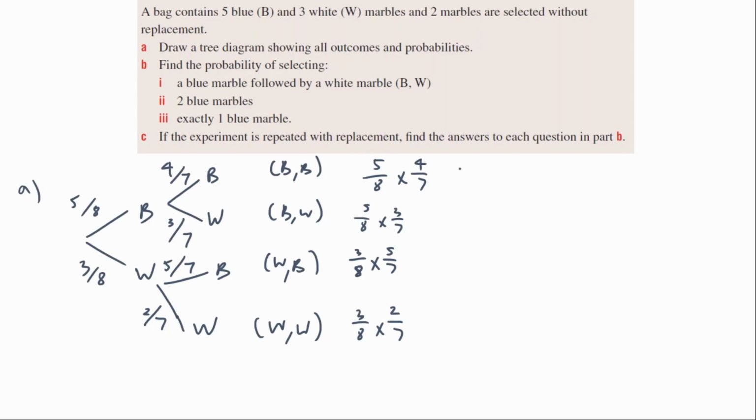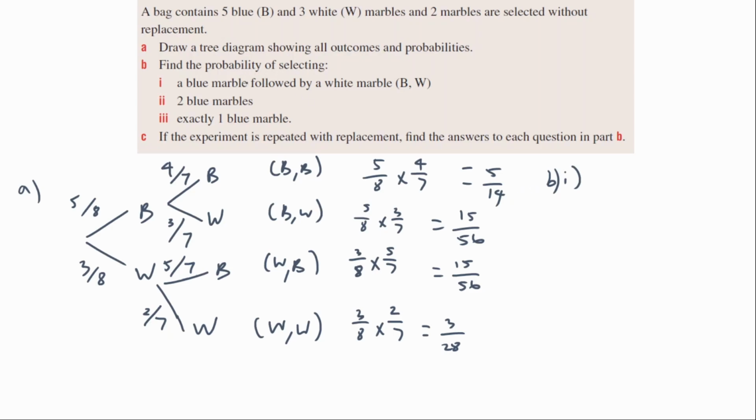And once you work that all out, these are what your answers will be. This first one will be 5 over 14, that one will be 15 over 56, that will be 15 over 56 as well, and this one will be 3 over 28. There's nothing we can simplify in these. Alright, let's have a go at question B, part 1.